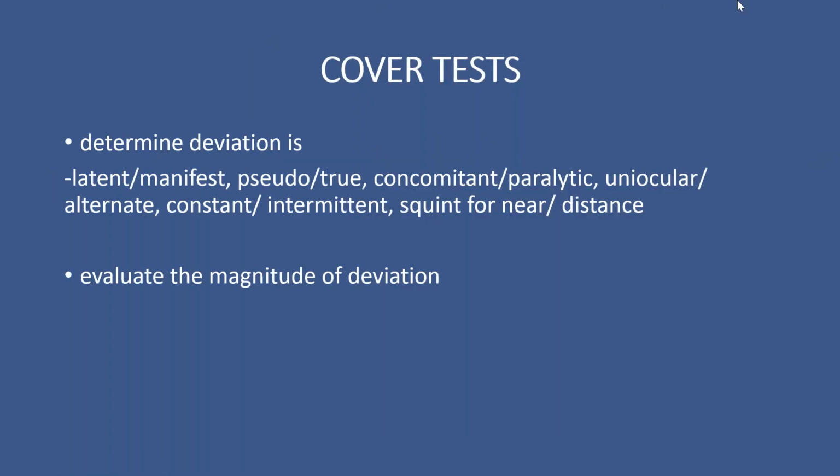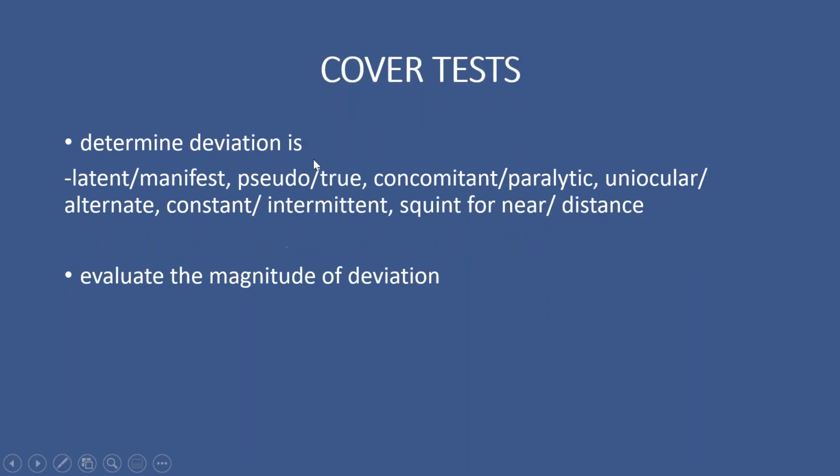Now we come to the next part, which is cover tests. Cover tests can tell you a lot about the kind of squint: whether it's latent or manifest, a pseudo squint or a true squint, concomitant or paralytic, uniocular or alternate, constant or intermittent, and whether it's more for near or distance. Other than that, it can also tell you about the magnitude of the deviation, right?